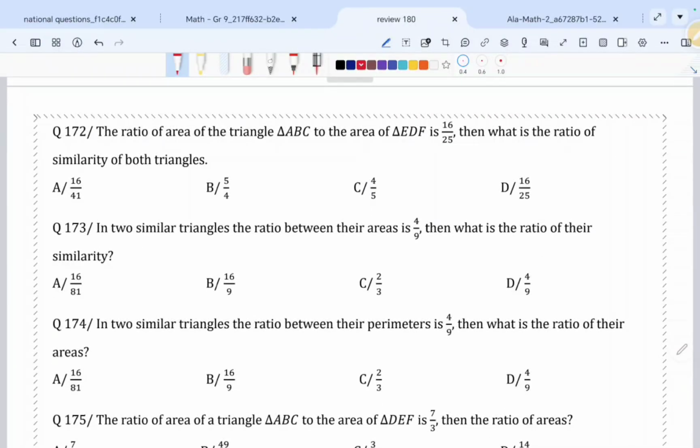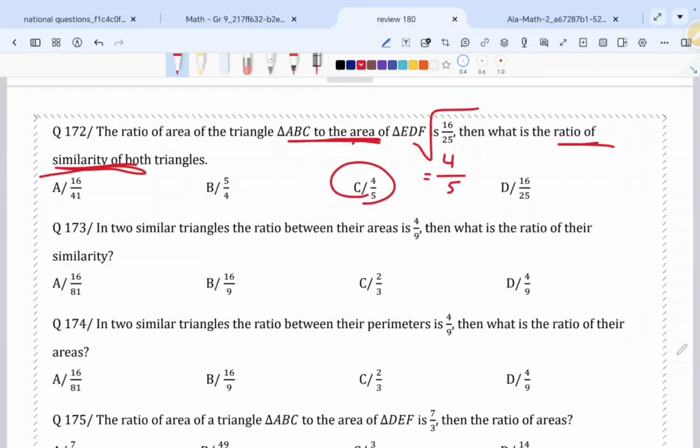Now, the ratio of the area of triangle ABC to the area of EDF is 16 out of 25. You know the ratio of perimeter and the ratio of similarity are the same. When you want to find the area, you have to power it by 2. And if you have the ratio of area, you want to change to the ratio of similarity or perimeter, you have to take a square root. Now you have what? You have area. They ask about what? They ask about similarity. So you have to take a square root. The square root of 16 out of 25 will be 4 out of 5. So C is the correct answer.